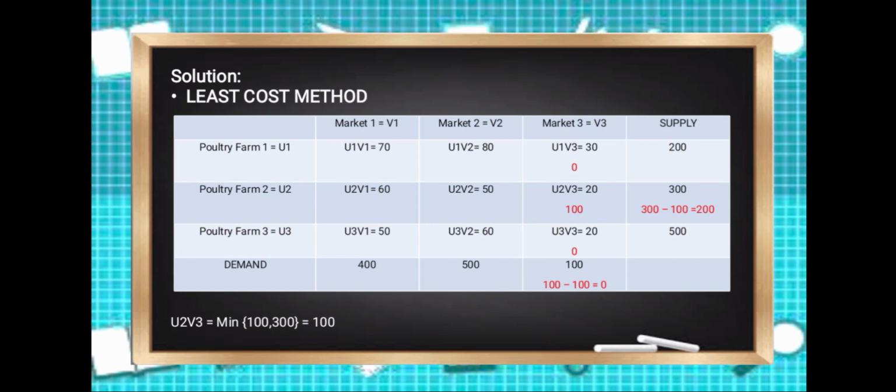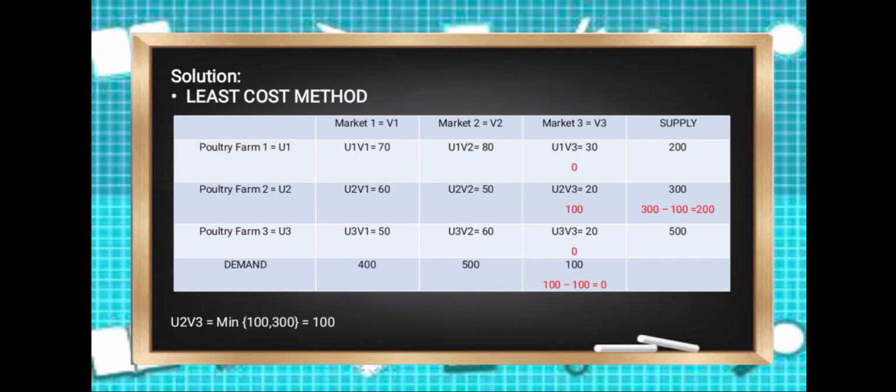So I will find the minimum of 100, which is the demand, and the supply is 300. The minimum of 100 and 300 is 100. So I will put the minimum value in U2 V3, which is 100. And then the demand of 100 minus 100 is equal to 0, and the supply is 300 minus 100 is equal to 200. Since the demand of our column 3 is 0, the rest in column 3 will become 0. And then after that, find again another least value.